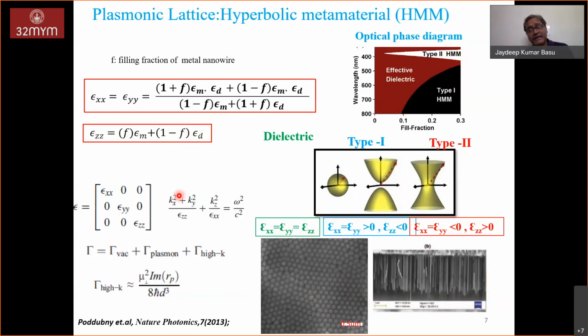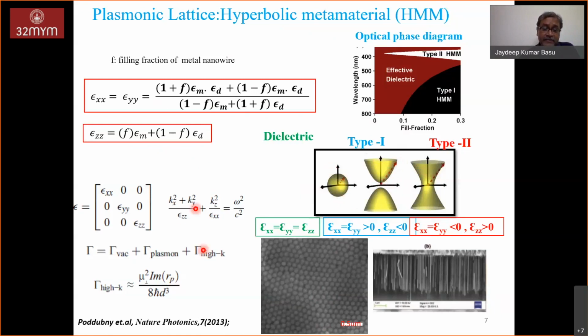You can treat them in terms of an effective medium model and come up with a phase diagram shown here, where depending on the fill fraction and the wavelength, you can end up with different domains of materials and different properties. Why they're interesting is that this is how light propagates in free space, but when you come to one of these materials, the dispersion relation becomes something like this. It becomes hyperbolic, and there are two different types.